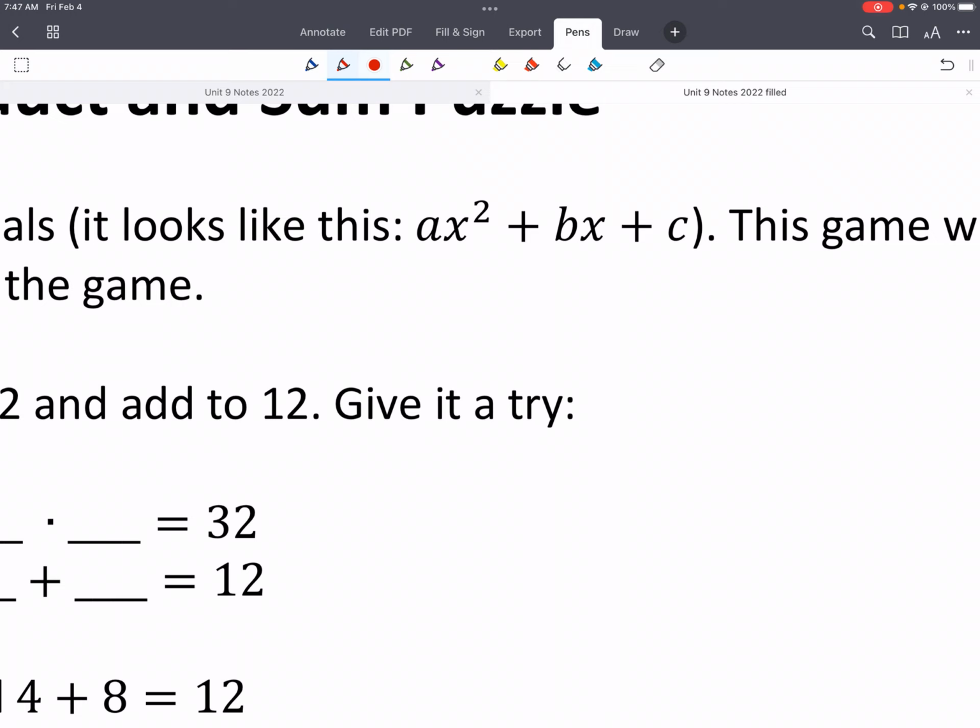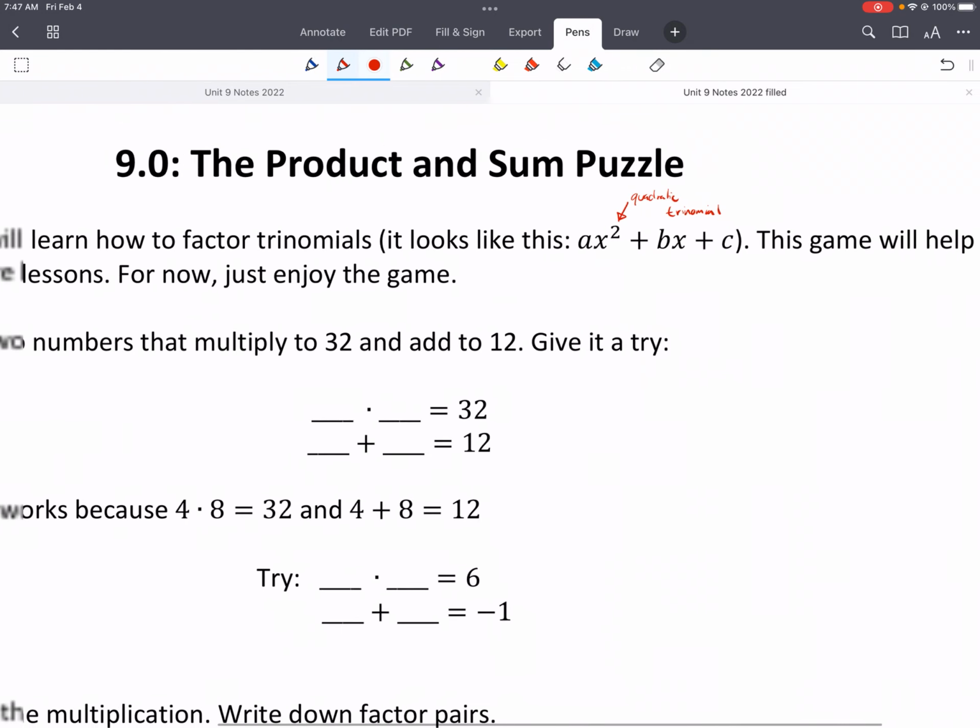So we talked in our last unit about how if you have a degree of 2, then we know that it's a quadratic. And then we have 3 terms, so this is a trinomial. Right, so a quadratic trinomial. And we're going to learn how to factor something like that.